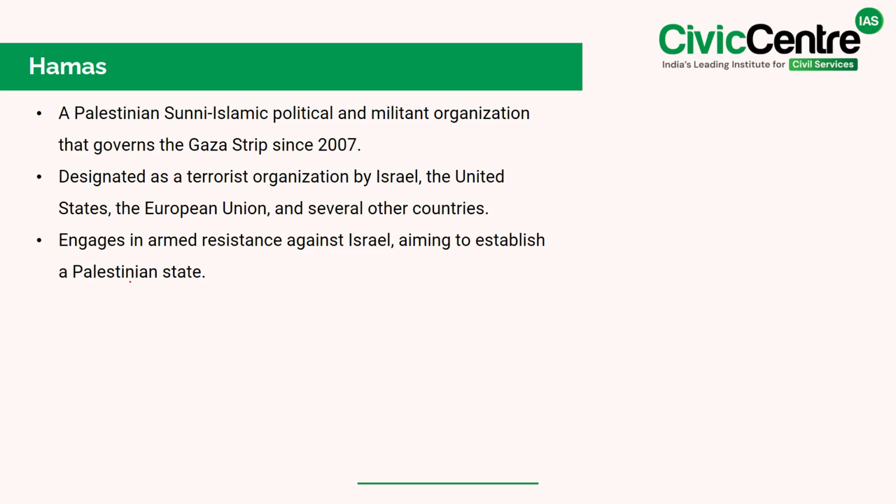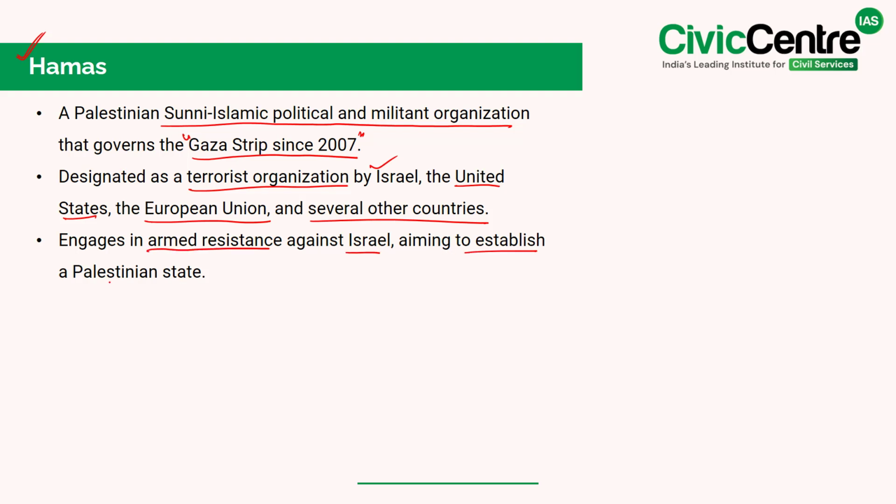And further, on the other hand, Hamas, which is a Palestinian Sunni Islamic political and militant organization, has governed the Gaza Strip since the year 2007. And this group has been designated as a terrorist organization by Israel, the United States, and the European Union, and also several other countries. And further, Hamas engages in armed resistance against Israel, aiming to establish a Palestinian state, leading to frequent escalations in violence.